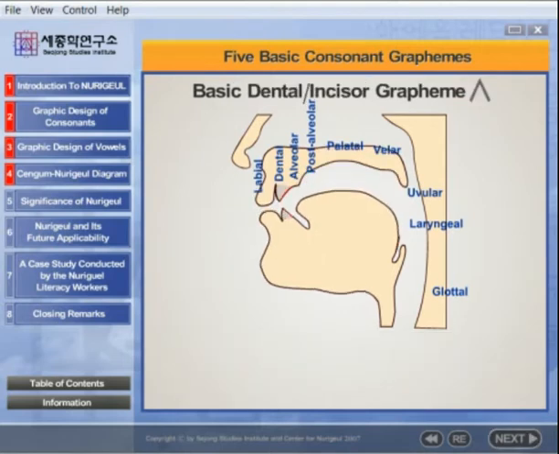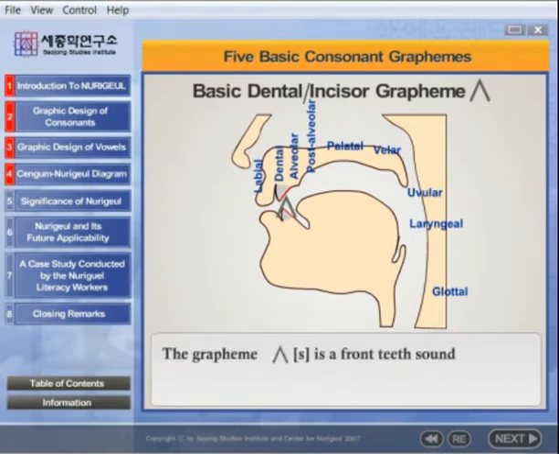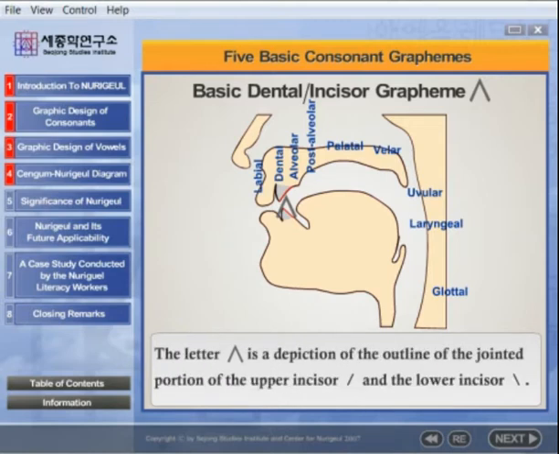Basic dental incisor grapheme, S. The grapheme is a front teeth sound, as in the S sound in sky. The letter S is a depiction of the outline of the jointed portion of the upper incisor and the lower incisor.